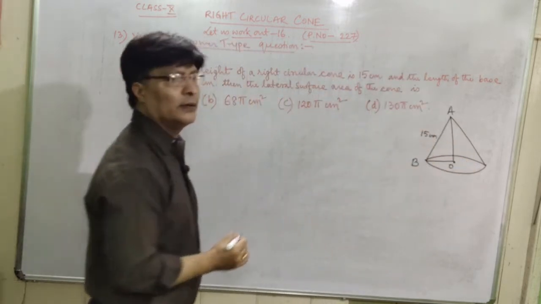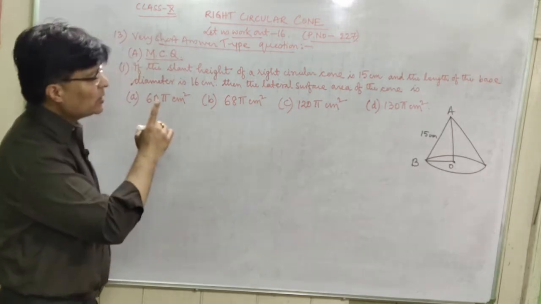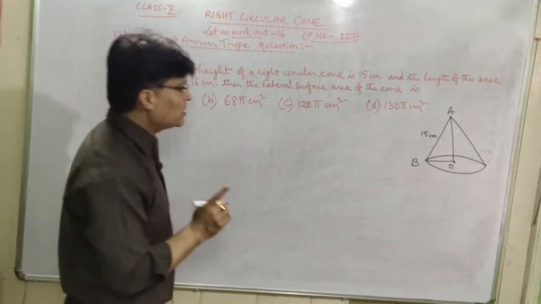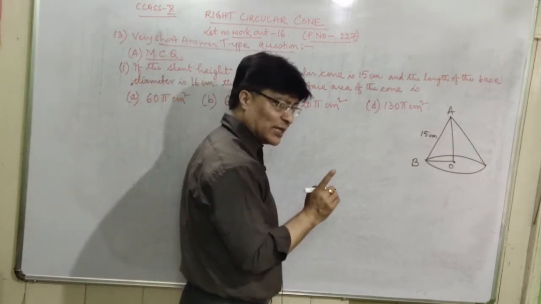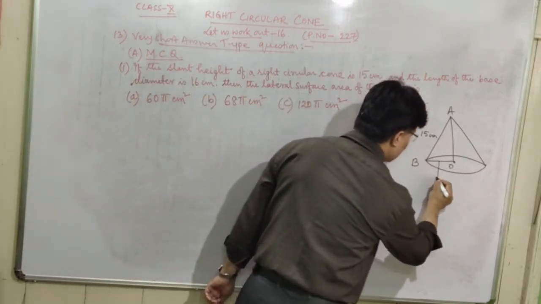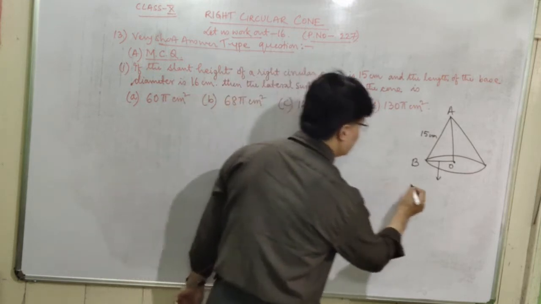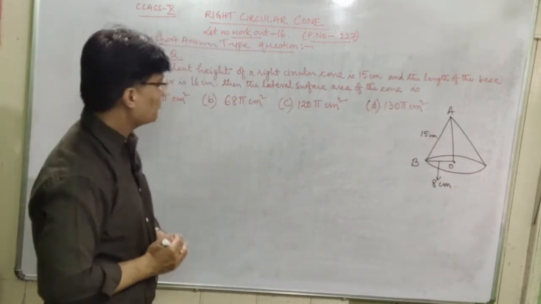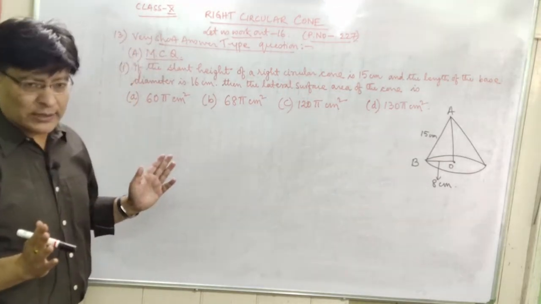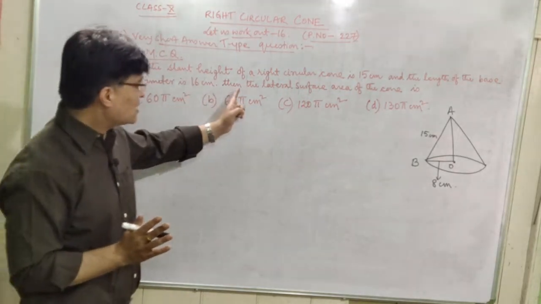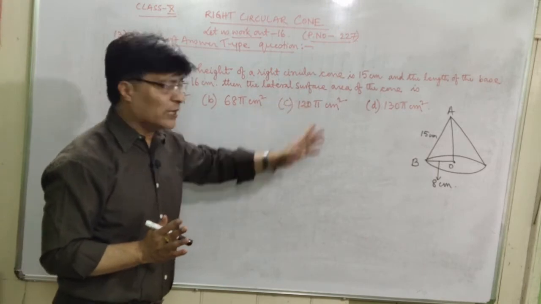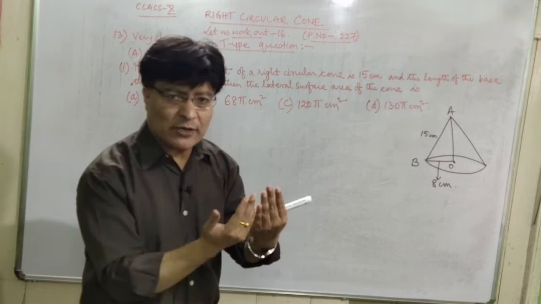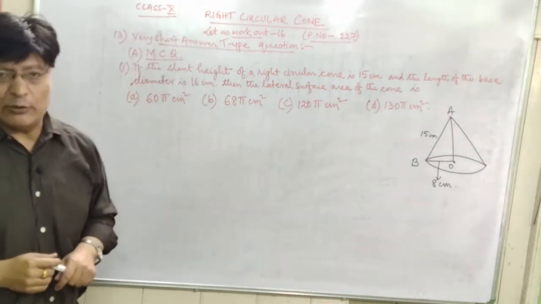Okay. And now in this case, what is the length of the base diameter? It is 16 centimeter. What is the base diameter? It is 16 centimeter. So what will be its radius? It is half of 16. That is, this is your 8 centimeter. So I think you have understood it. Okay. Now in this case, you have to find out the lateral surface area of the cone. Lateral surface area of the cone means the slant surface area; we have to find the area around.